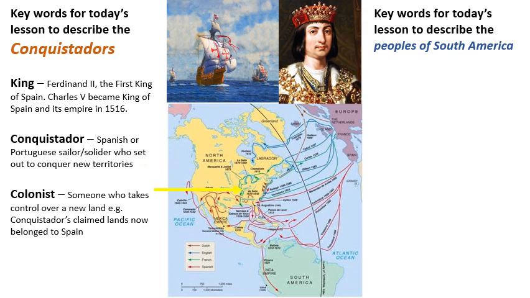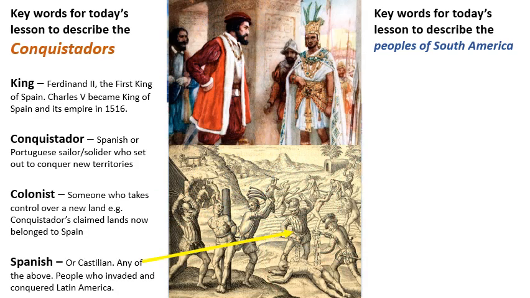A colonist was someone very similar to a conquistador once they'd arrived in this new world, who was then going to take over and control that land. You would set up a colony. And the Spanish is any reference to any of the above, quite simply. You might also see them referred to as Castilian or Castile, which was the house of the royal family at that time. But very simply, they are the Spanish.